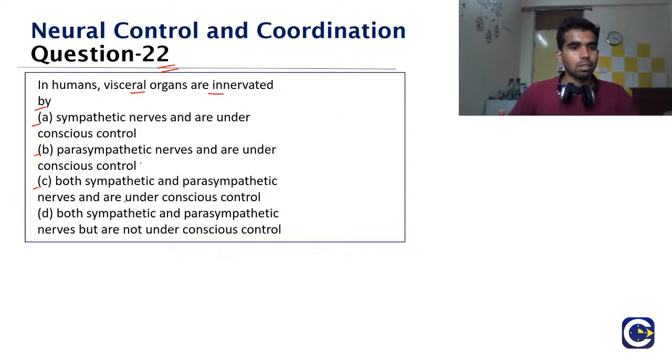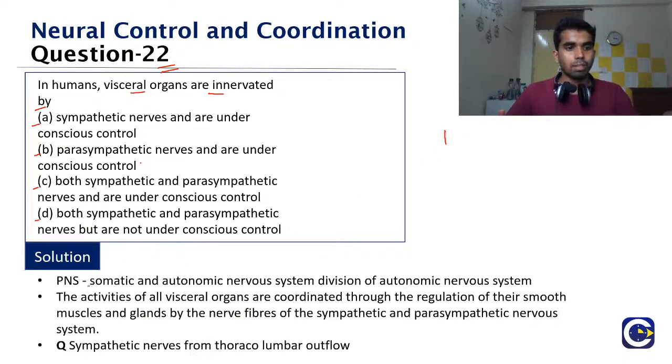And parasympathetic nerves, and they are under conscious control. And option D, both sympathetic and parasympathetic nerves, but they are not under conscious control. So I told you that the PNS, the peripheral nervous system, is divided into two parts. One is the somatic nervous system, and the other part is the autonomic nervous system.